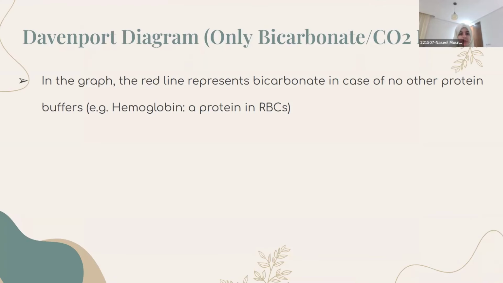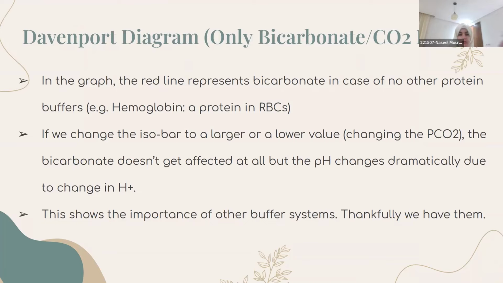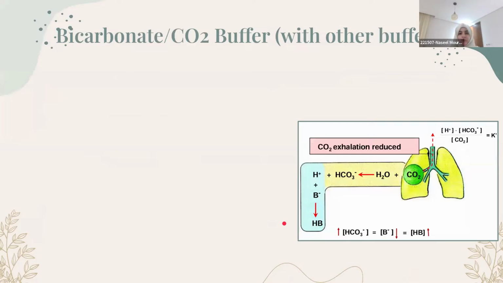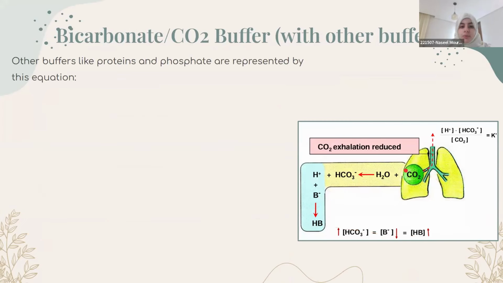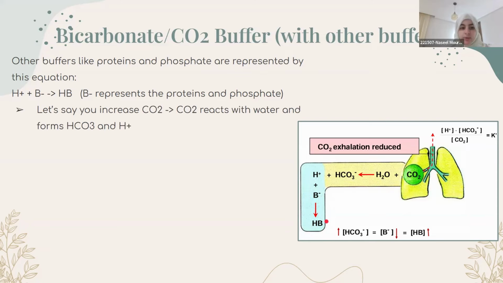Alright. So this is basically everything that I said. The message is that this shows the importance of the other buffer systems, and thankfully we do have these systems. Alright, now let's see what normally happens in the human body when we have other buffers. So, the other buffers are represented in this equation, that H plus B minus gives you HB. So H plus is the hydrogen, B minus is the base, and these two combine to produce HB, which is a neutral molecule.